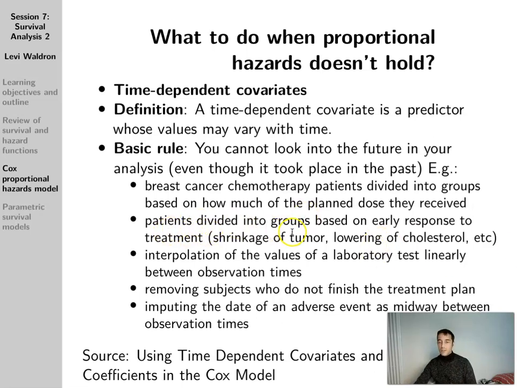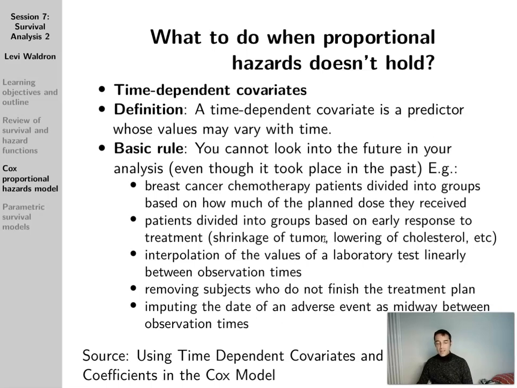Another example is patients divided into groups based on early response to treatment, such as the shrinkage of a tumor, lowering of cholesterol, etc. So again, you're splitting patients into groups at the beginning based on something that happens in the future, and you cannot do it because even if there is no relationship between the lowering of cholesterol or the shrinking of the tumor and your outcome, the fact that you use this information from the future to split your groups takes that information and puts it at a point of time when you don't have it.